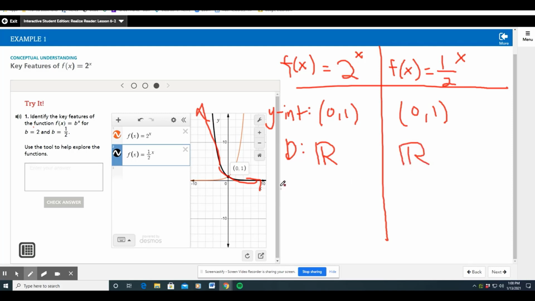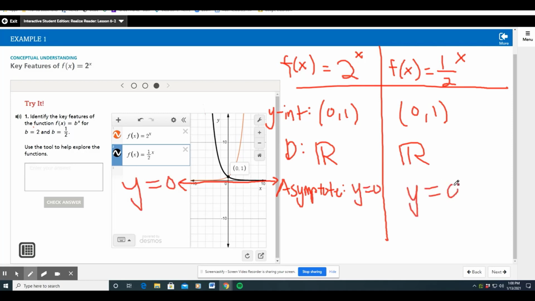Okay. And then we talk about the asymptote, the line in which the graph does not cross. Okay, so I'm going to spell out the whole word asymptote here. And if I were to look at that, I'm going to go ahead and erase this. The graph does not cross this line right here. So if that's the case, the equation of that line is y equals 0. So that's going to be that for this one as well as this one, because both graphs do not cross y equals 0. So there's my asymptote.